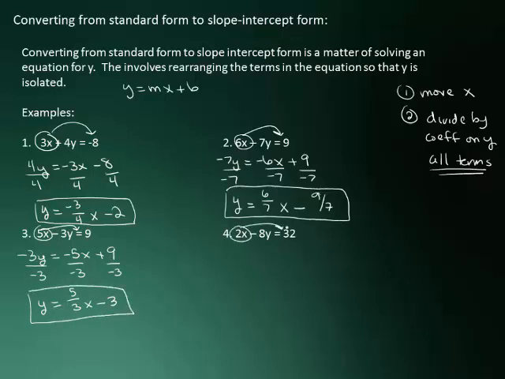Last example, I'm going to move my 2 over. I have negative 8y is equal to negative 2x plus 32. I divide everything by negative 8. And I get y is equal to 2 over 8. They both divide by 2, so I get 1 over 4x minus 4.